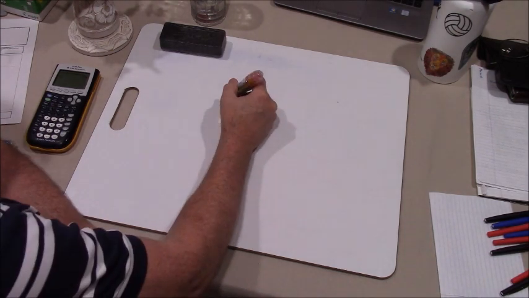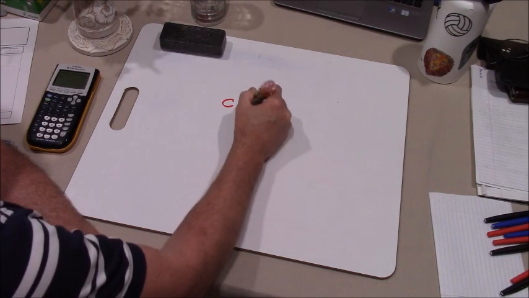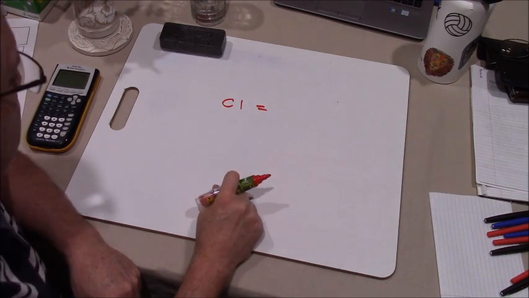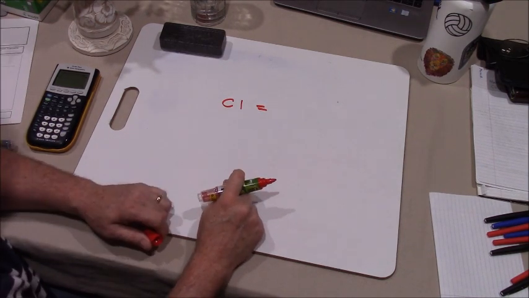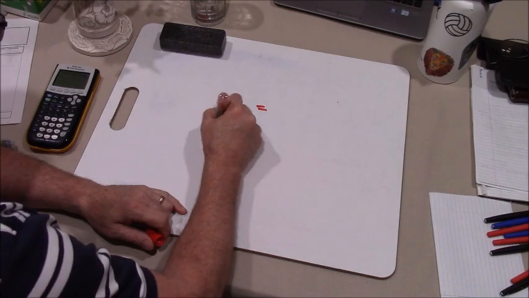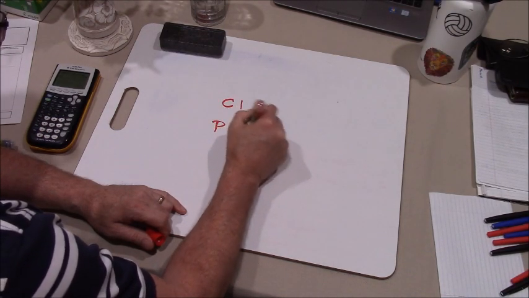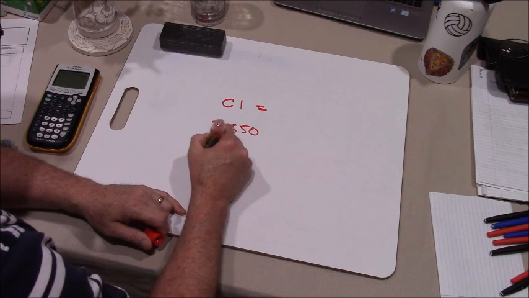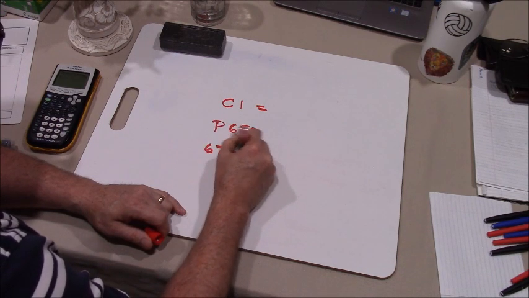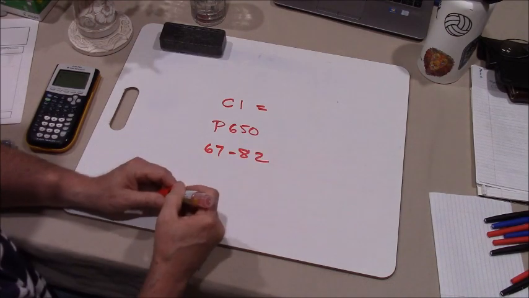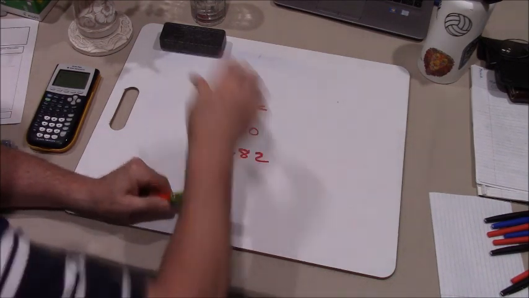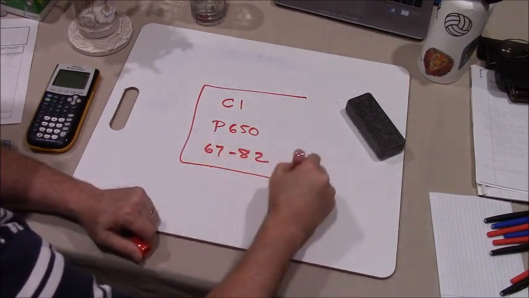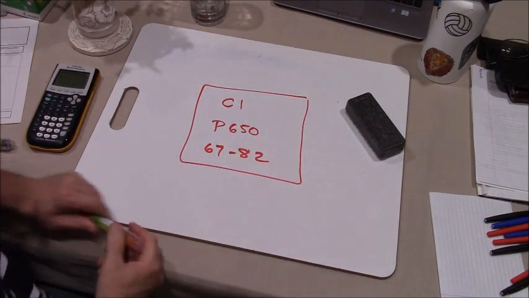So I'm just going to call this C1, Coronavirus First Assignment. I don't know what else to call it. And that assignment is going to be on page 650 in our book. We're going to do 67 to 82. There it is.